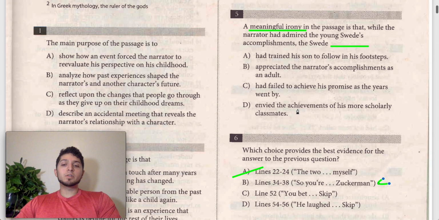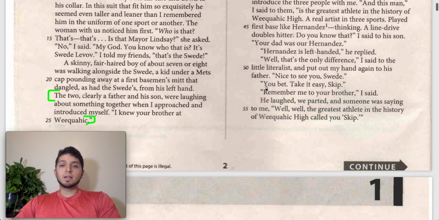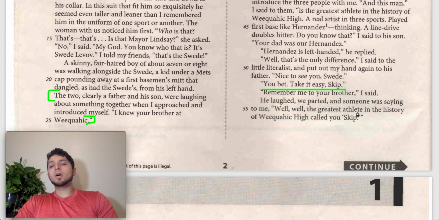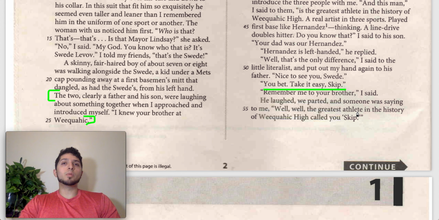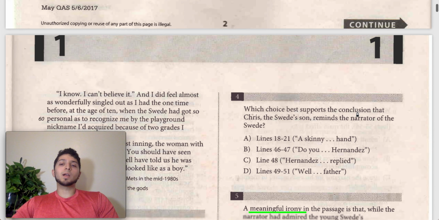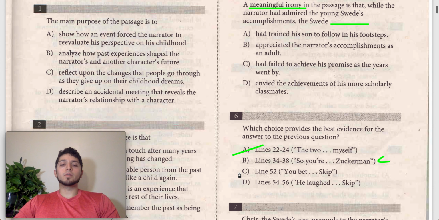So we're going to look at C, which is line 52, and that's basically saying, you bet, take it easy, Skip. And this is basically the Swede saying goodbye to the narrator. He's using this nickname here, Skip, which maybe is a reversal of expectation because we should expect that the Swede doesn't really even know who the narrator is, so wouldn't be so familiar as to use this nickname. But it's not as strong as the last text that we looked at, because the last text is a more significant moment of recognition. So this is probably not going to be a good answer choice either. There's not enough going on in there.